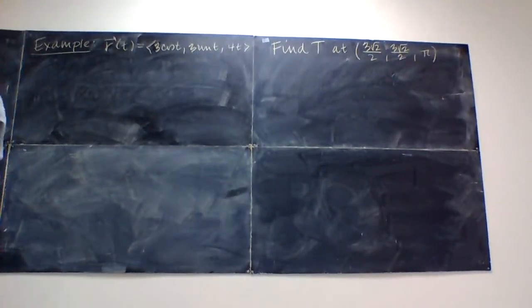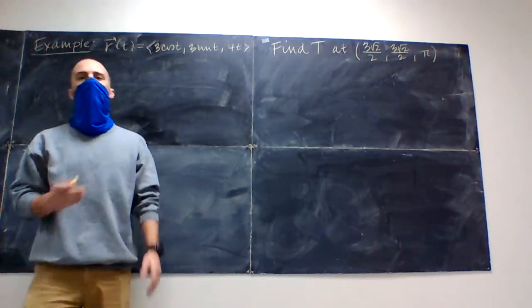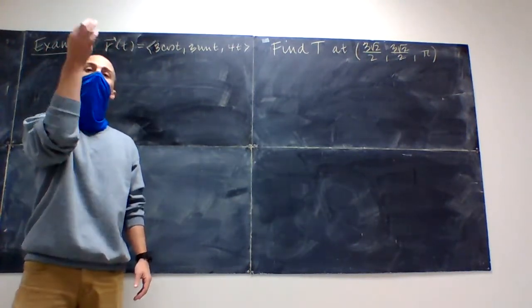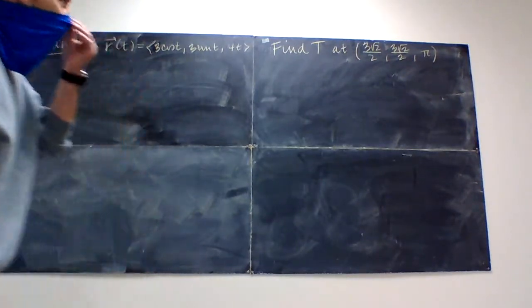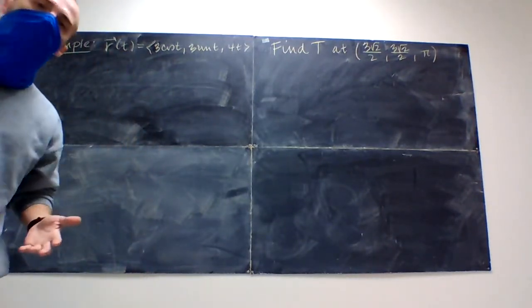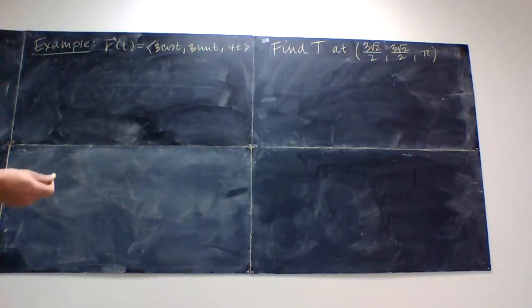All right, so my example is the space curve 3 cosine t, 3 sine t, and 4t. And this is going to trace out some kind of spiral pattern where z is constantly increasing with time. So it's going to have some circular aspects to it, and the calculation should be pretty easy.